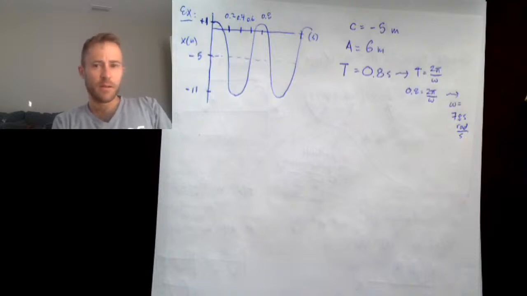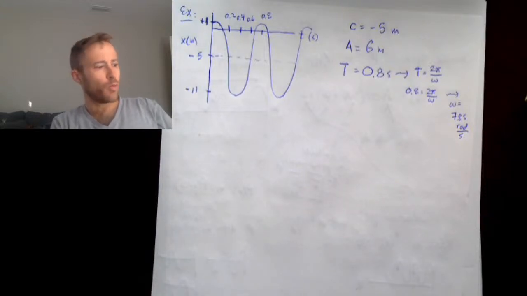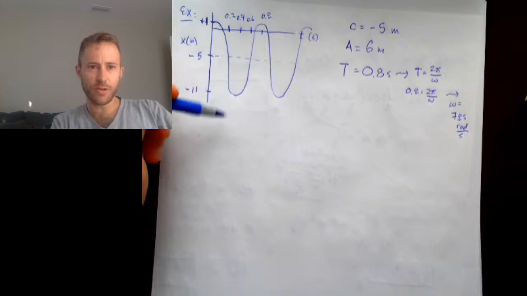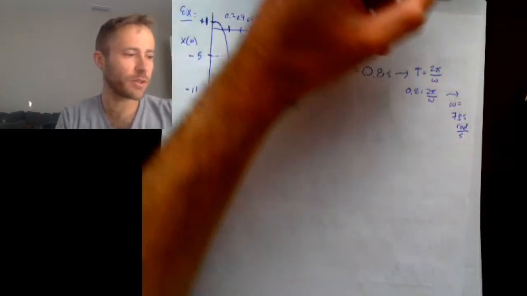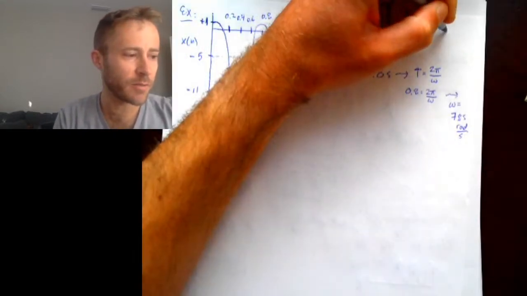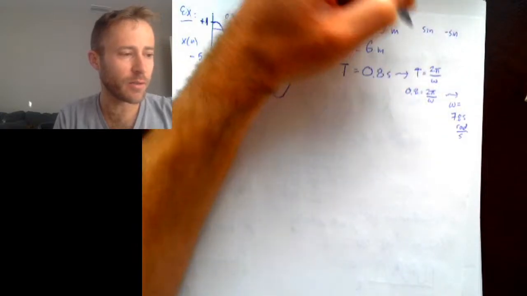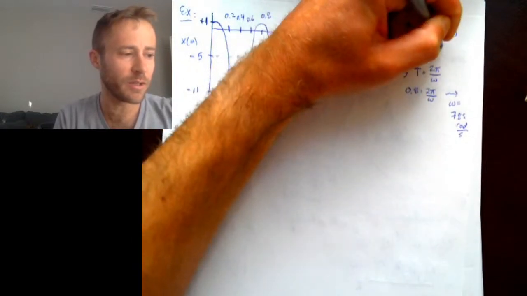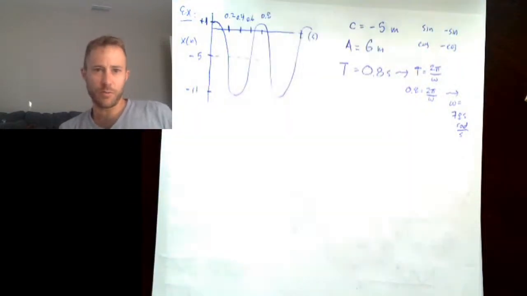Now who can tell me which trig function this looks like? I'll give you three options. It could be sine, negative sine, cosine, or negative cosine. Which trig function do you think we have here?